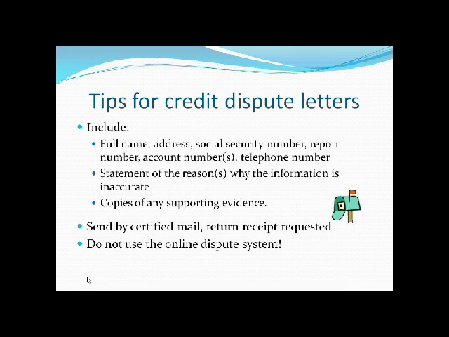Here are some tips for a credit dispute letter aside from content. You want your full name, your address, your social security number, the report number, which we went over earlier, as well as the account numbers as they were appearing on the report, and your telephone number where you could be reached. You want to make a statement of the reason why the information is inaccurate. And if you have any copies of any supporting evidence, you want to include that too.